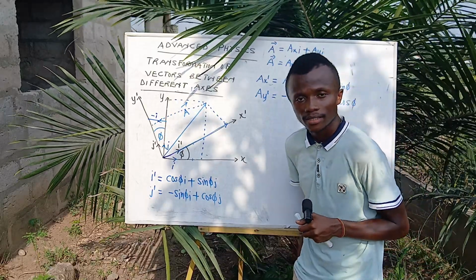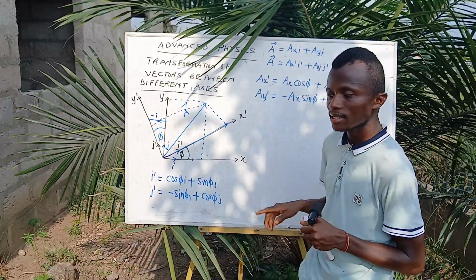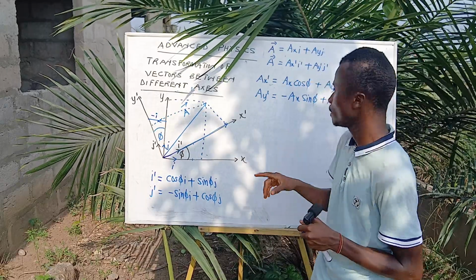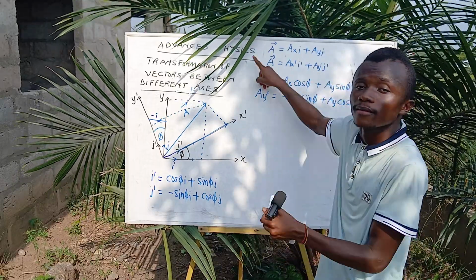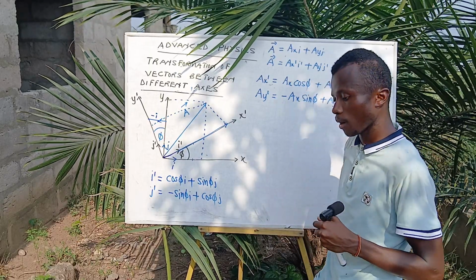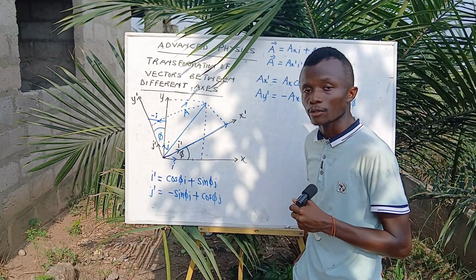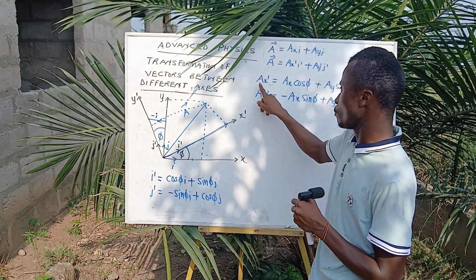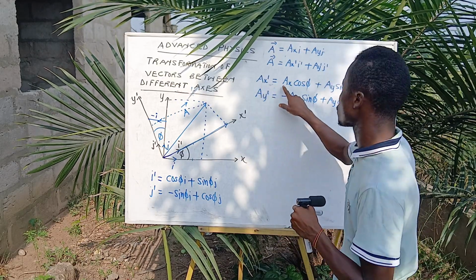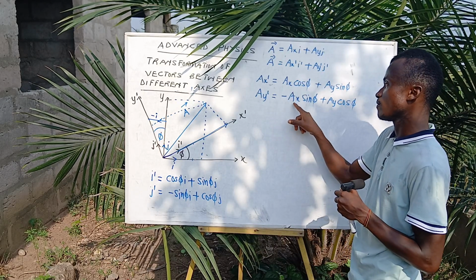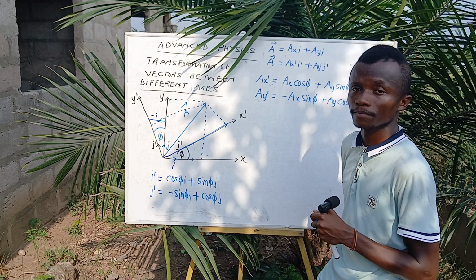So a vector is a quantity. This is a technical definition for vector. A vector is a quantity that transforms this way. It's a quantity such that when you move from one axis to another axis, it transforms this way, where the x component in the newly chosen axis is equal to ax cos phi plus ay sin phi, and ay prime will be equal to negative ax sin phi plus ay cos phi.